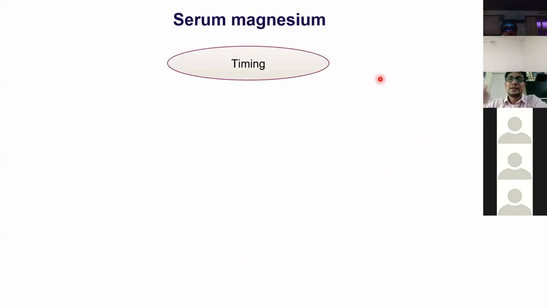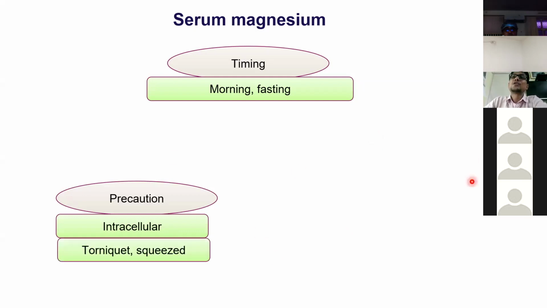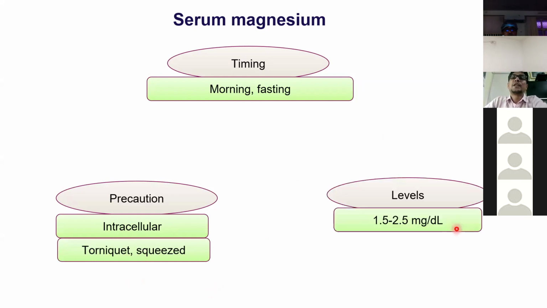Whenever we are dealing with hypocalcemia, we always have to do magnesium in the initial stages of investigation. Timing is morning fasting, but we have to take the precaution that it is also an intracellular thing, so we don't have to squeeze or apply a tourniquet. The level to remember is 1.5 to 2.5 milligram per deciliter.